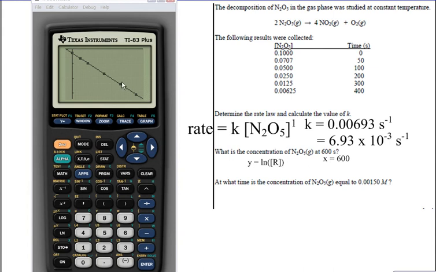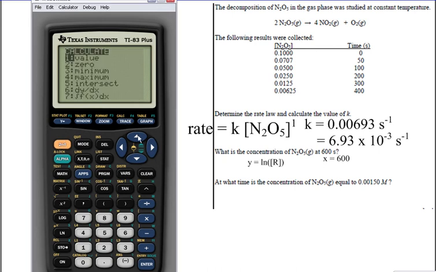If we want to know the value of y at any particular x, we can have the calculator calculate this by hitting second and the trace button to bring us to the calculation screen, and hitting enter on value, because we're going to say, I have a value for x, tell me a value for y. So I want a value of 600. I hit enter, and uh-oh, something's not right. It says invalid. Well, what's invalid? There's a reason for that.